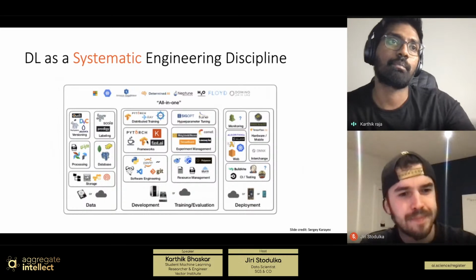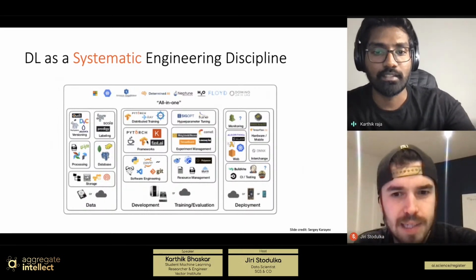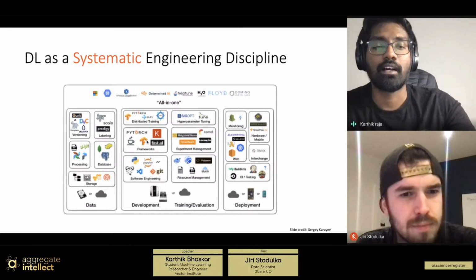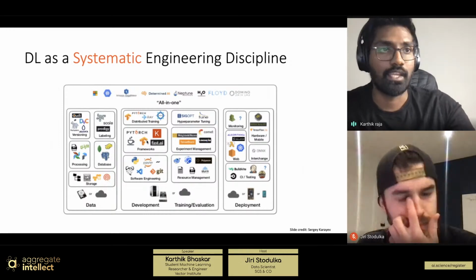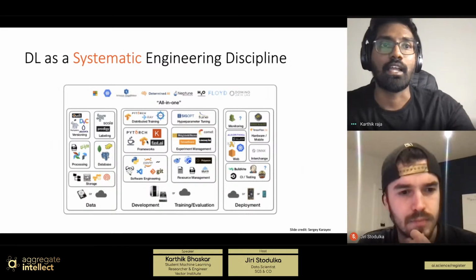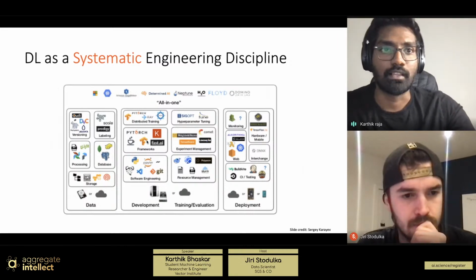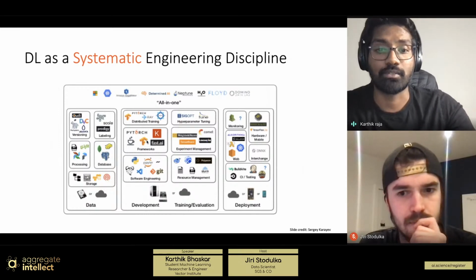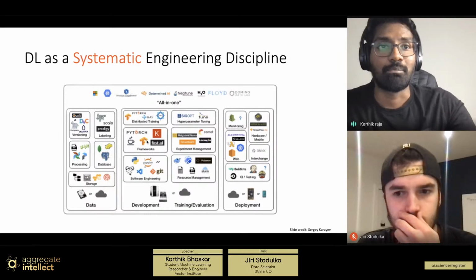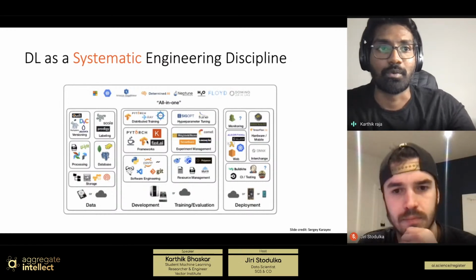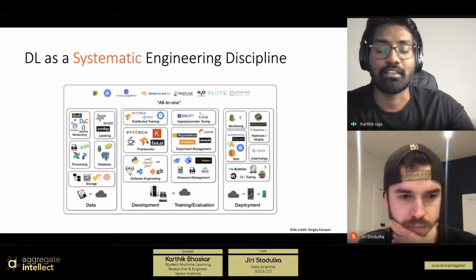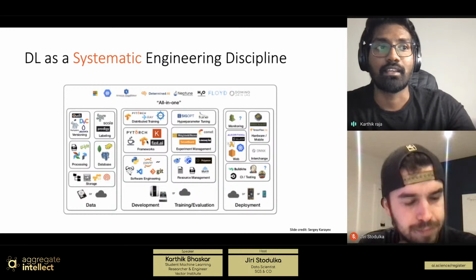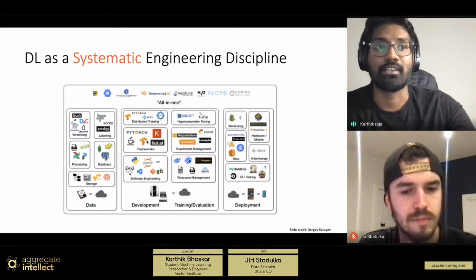Finally, this is the picture that I want to share with everyone. As you can see, there are different stages and different tools for each stage. For example, in the data stage, we need to think about storage, database, and processing, and which tools to use, whether SQL, MongoDB, S3, etc. For the development stage, we have different software engineering tools like PyTorch, TensorFlow, GitHub, and Jupyter notebooks. In the training and evaluation stage, we have tools like resource management, experiment management, and hyperparameter tuning. And in the deployment stage, we have testing tools and hardware tools.